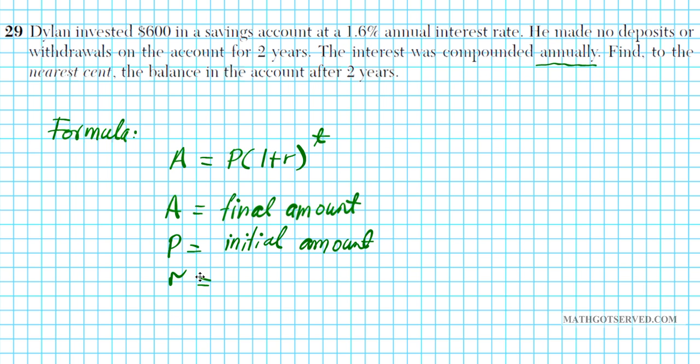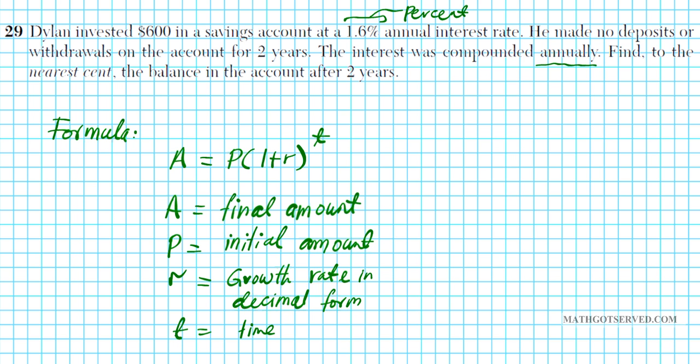Now, this is where it gets really tricky. R is your growth rate in decimal form. If you forget to put your answer in decimal form, you get the answer wrong. So it's your growth rate in decimal form. Notice, is this in decimal form? The answer is no. This is in percent. So when we're using this formula, we have to convert this percent to decimal. Last but not the least, T is the time, in this case in years.